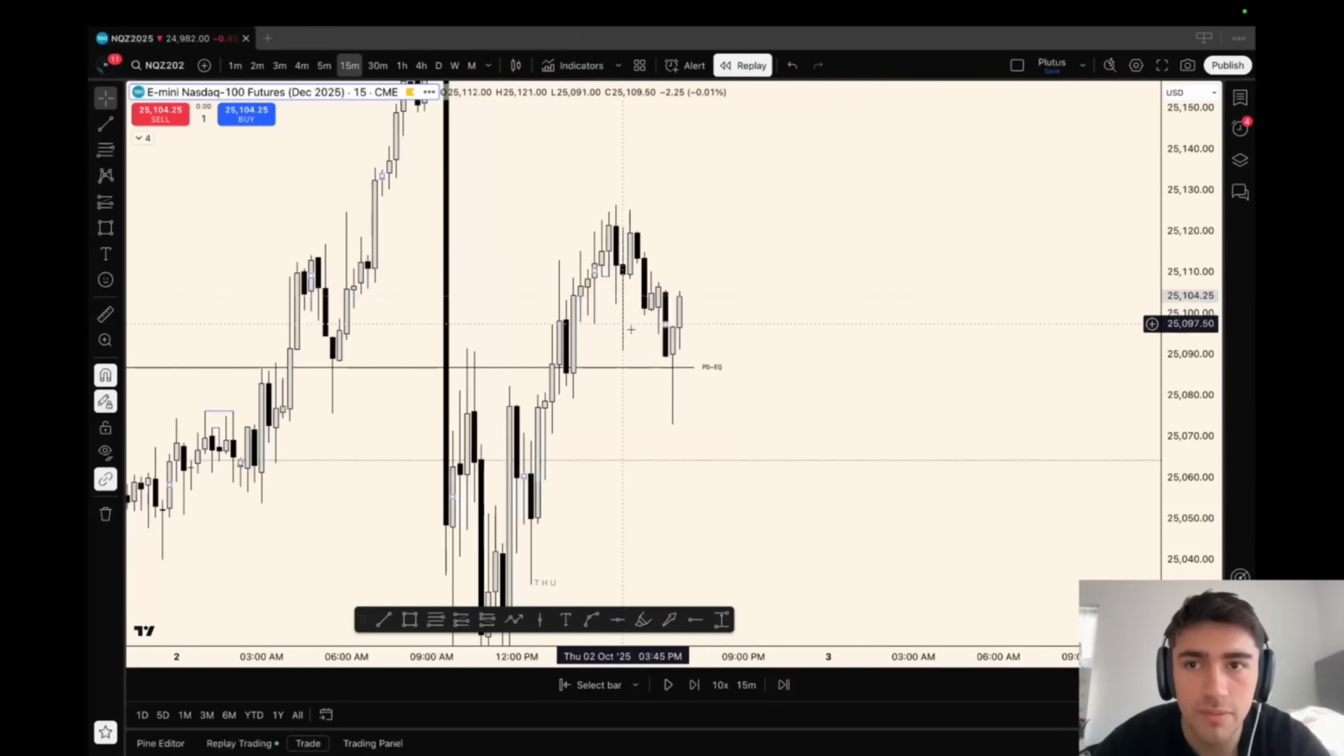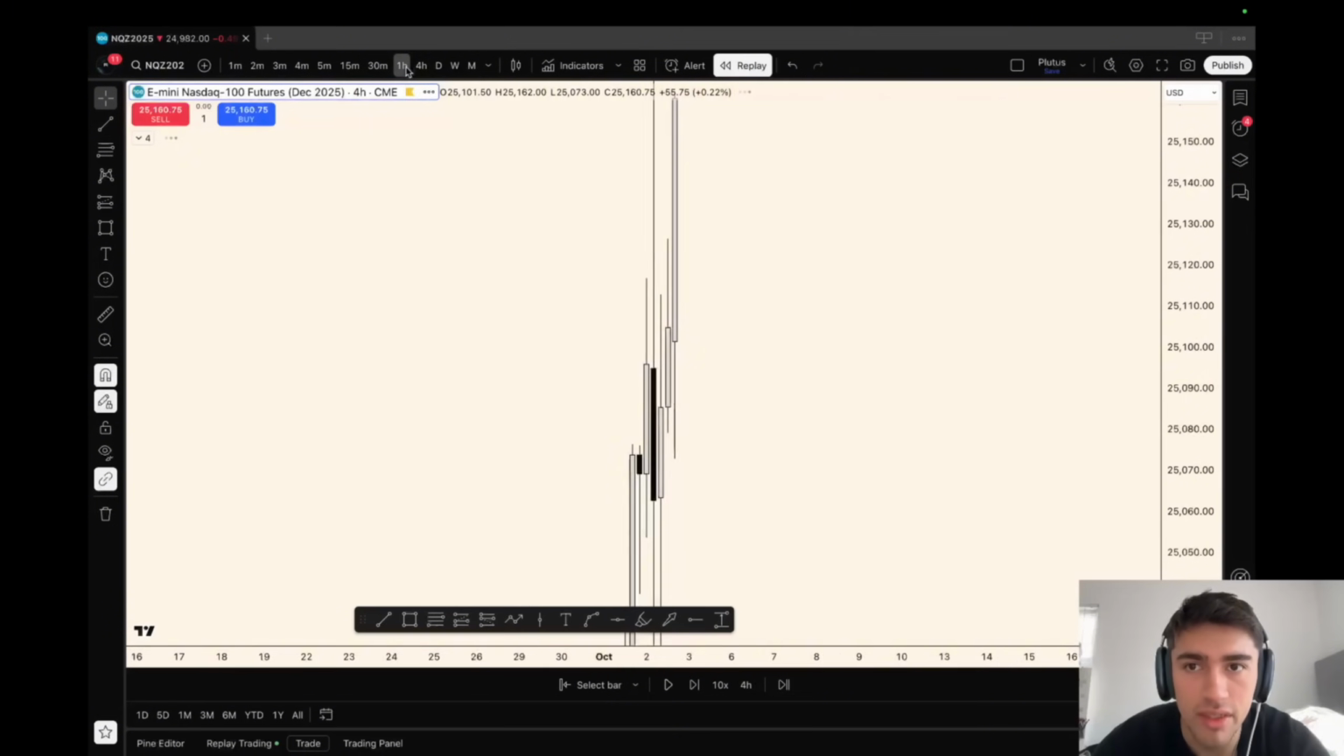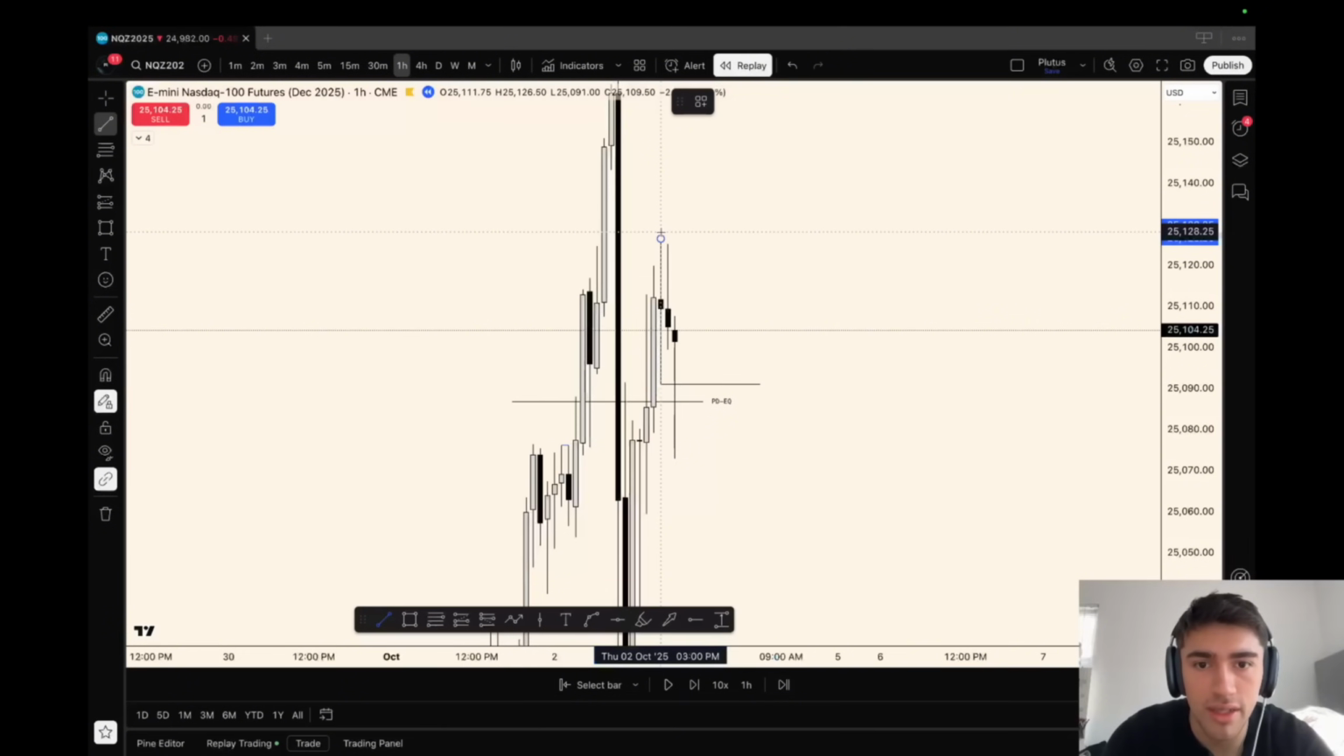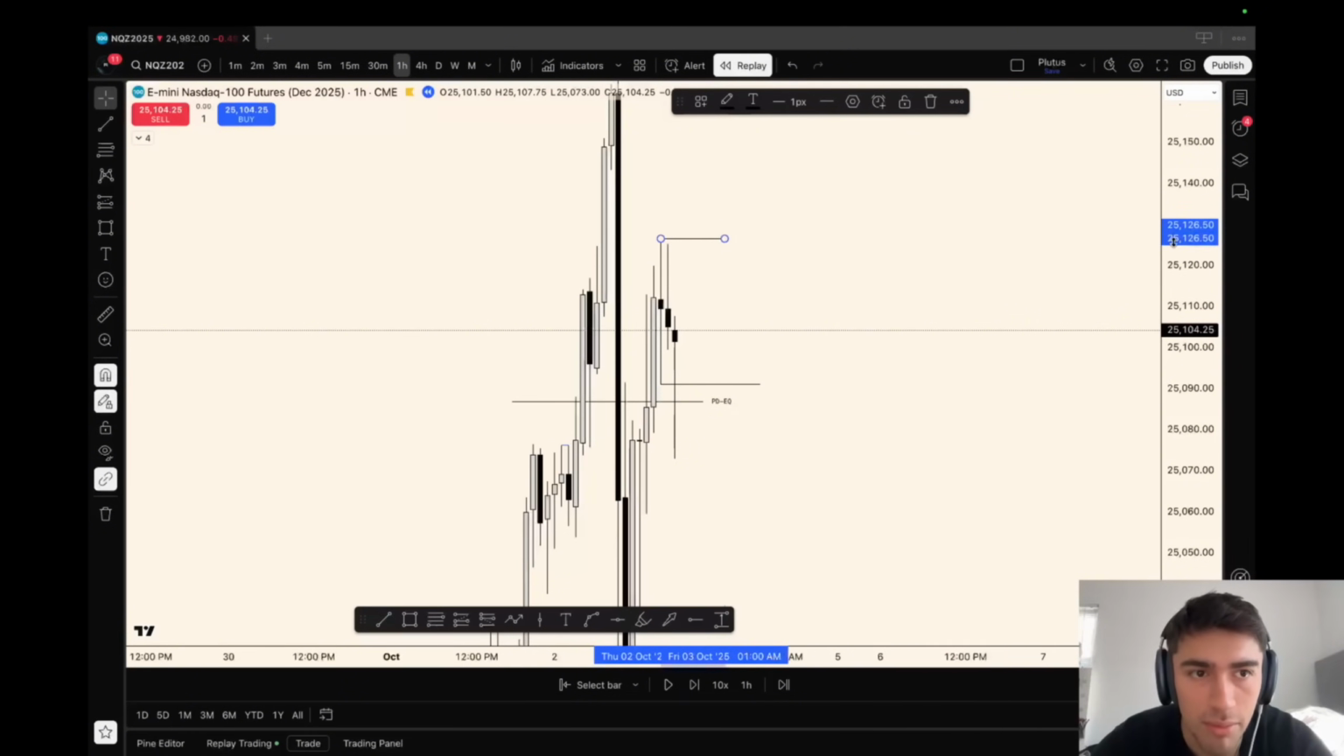Now, what do I want to see? Inside of this, I want to see, right? If you look on the hourly time frame, look at the 6 p.m. is opening lower. We're sweeping this low right here. So I want to be targeting this high, right? That's going to be my break even.